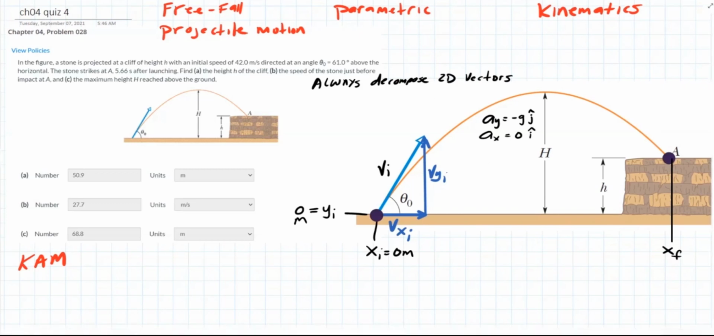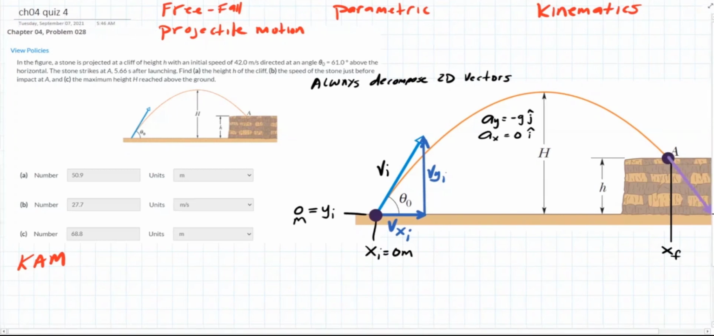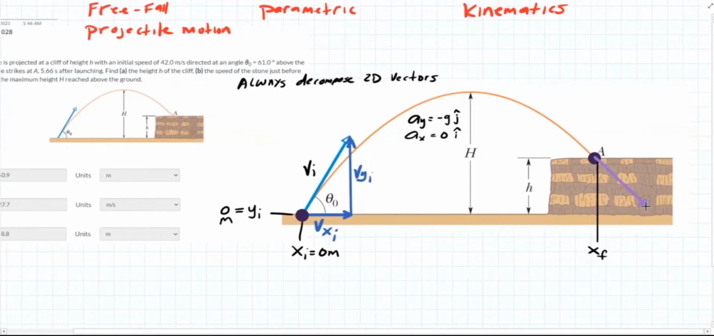Oh, let's talk about a landing vector. Here's the landing vector over here. So this object hits the cliff over here with this velocity. I'll just do it like that, I suppose. That's a 2D vector, so your rule of thumb comes into play: if it's a 2D vector, decompose it. So this would be my x component. This would be my y component.